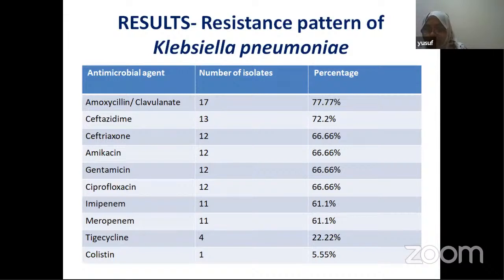This is the resistance pattern of these isolates. Among the Klebsiella pneumoniae, 17 out of 37 were resistant to amoxicillin clavulanate. So this is the whole resistance pattern of them.